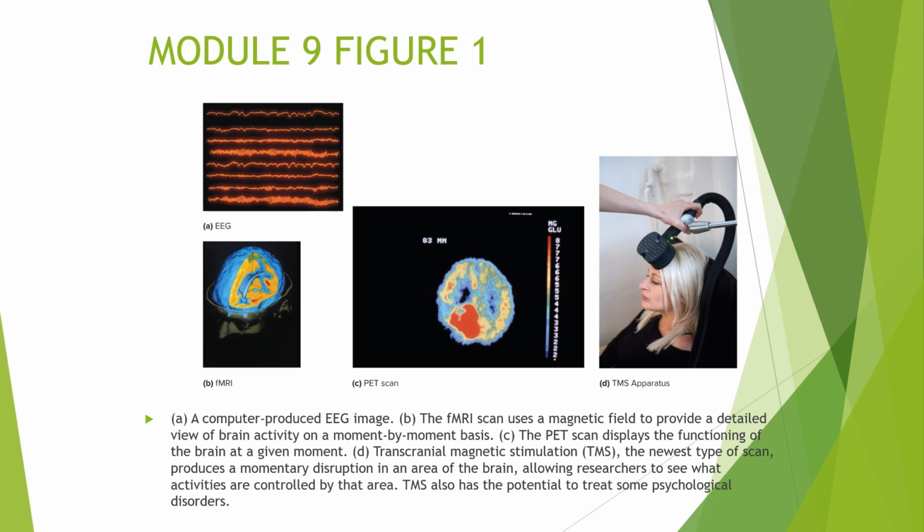So that's the EEG. The fMRI, you see how this is a very detailed 3D look at various parts of the brain. The PET scan is in letter C. It displays the functioning of the brain at any given moment. And in this fourth one, in letter D, this is the TMS apparatus that they use.